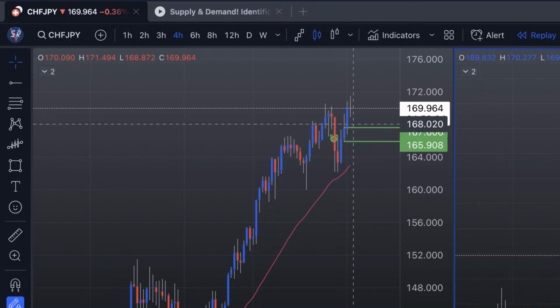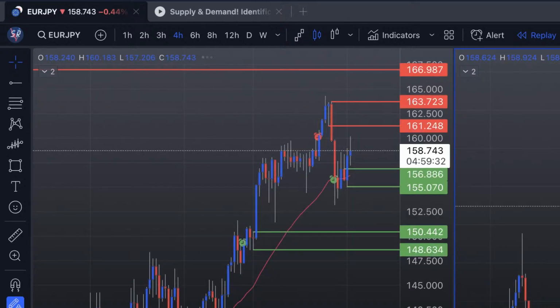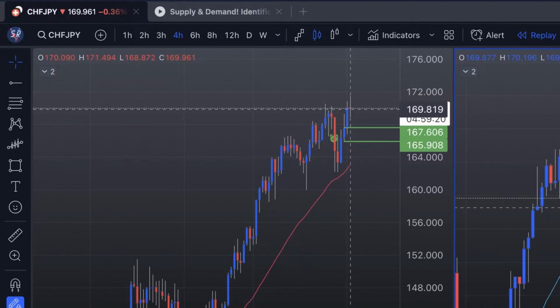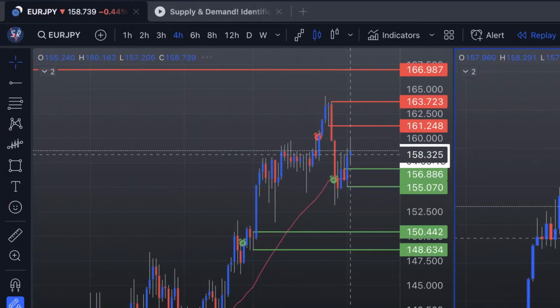Here's the Swiss euro. You can see that these move very similarly. The Swiss against the yen, the euro against the yen. You're almost trading the same currency. The zones are very similar. You can see here, there's a top one and a bottom one, just like there was here.